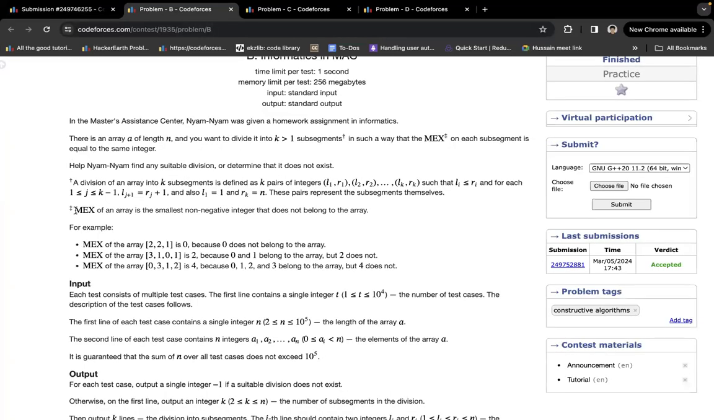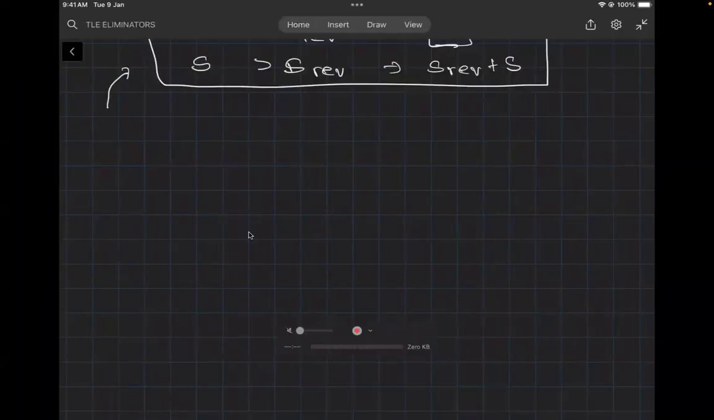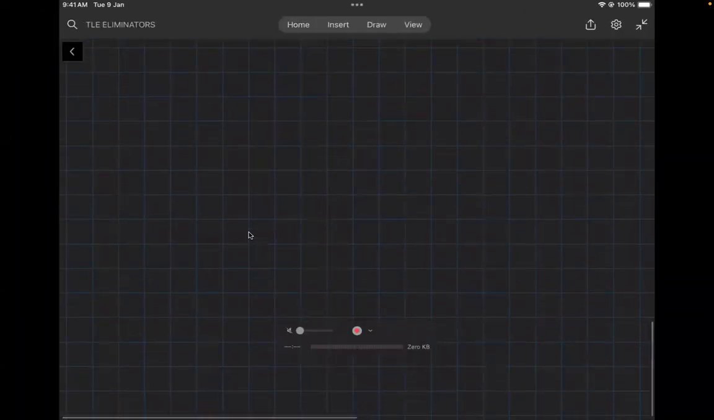The problem says that there is an array of length n, and you want to divide it into k segments, right? And k is greater than 1, basically 2 segments or 3 segments, continuous segments, such that the max of all segments is the same. So let's try to understand this problem one by one.